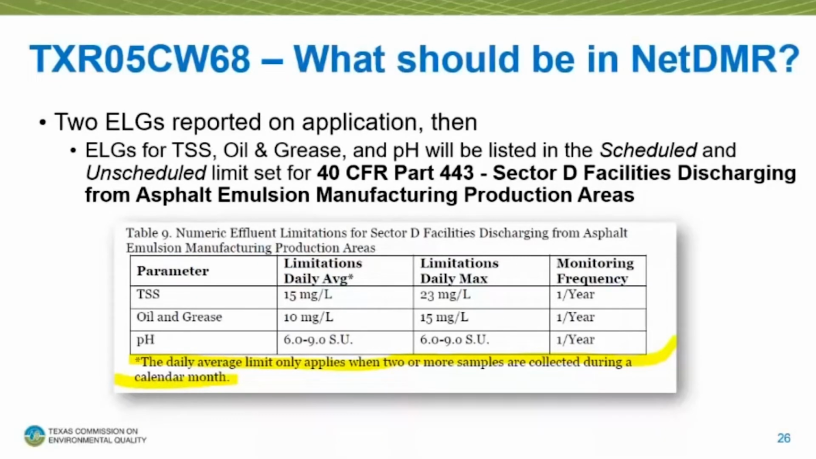The second effluent limitation guideline is going to be set up the same way. So again, it's that sector D1 for discharging from asphalt emulsion manufacturing production areas. There's going to be both scheduled and unscheduled, because just like before, that daily average only has to be reported if you're collecting more than 1 sample in a calendar month. And so that means the daily average will show up in the unscheduled limit set, while the daily max will show up in the scheduled limit set.